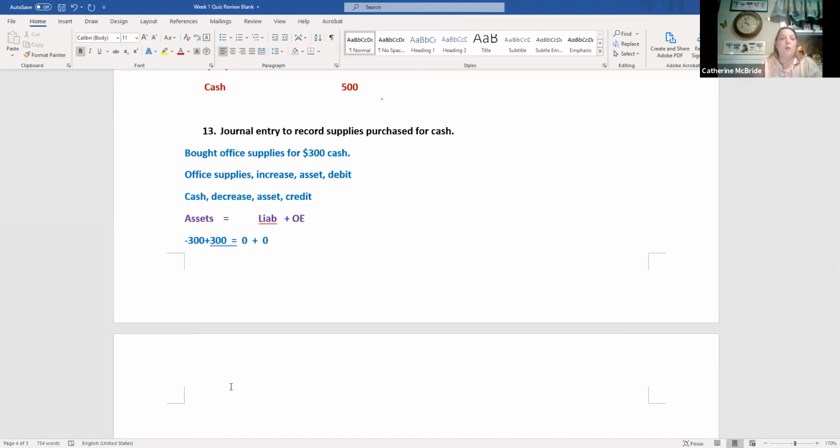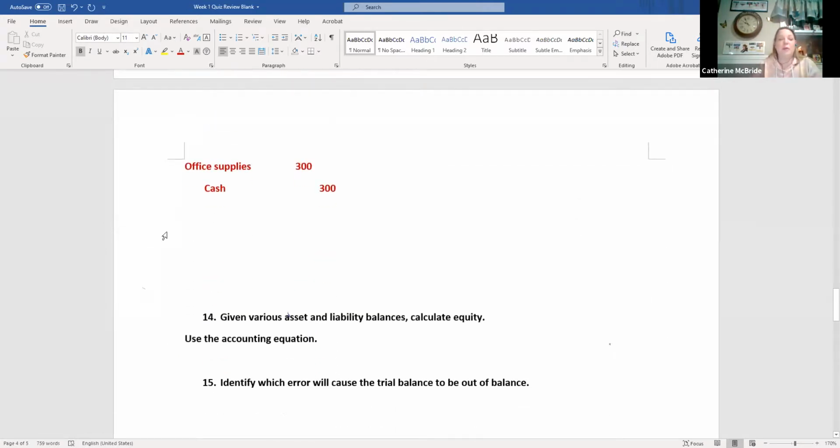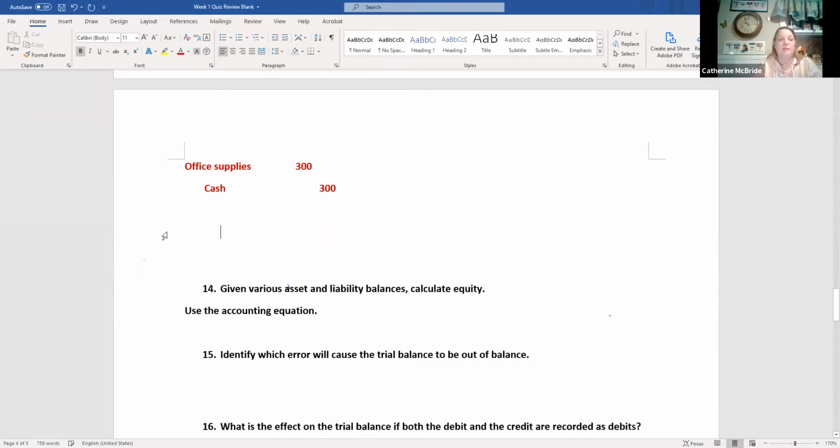So the way this is going to work when we do the journal entry is we're going to debit office supplies. So I have more office supplies now. And I'm going to credit cash. So I have less cash now because I bought the office supplies. So that makes sense, right? Mm-hmm. Yeah, it just seems a little bit different when we first look at it.